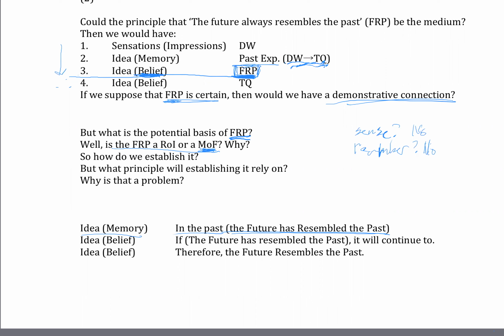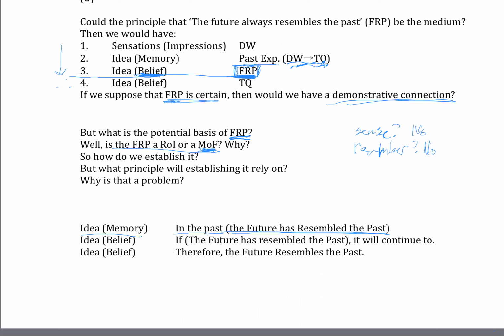What past experience? Well, if you said the past experience that the future resembled the past in the past, you would be right. But that past experience, as we just saw, only tells us about the past. And so how do we know that the principle that the future will resemble the past will hold into the future? How do we infer from our past experience that the future resembles the past to the fact that the future resembles the past obtains right now?